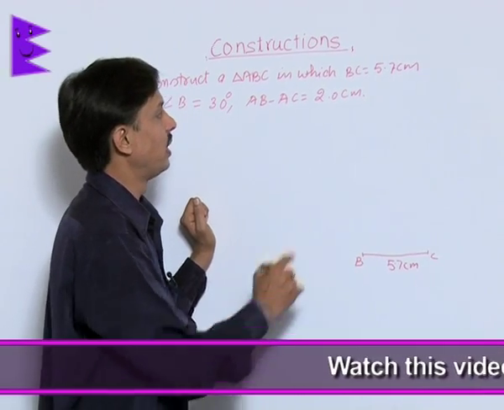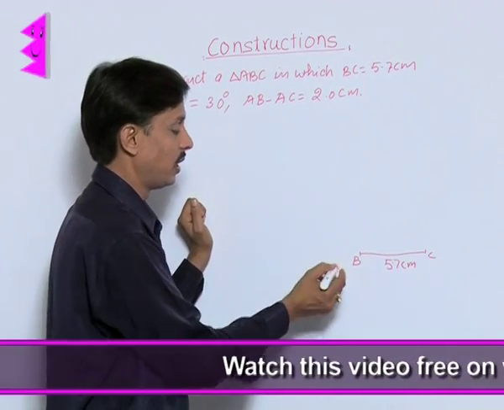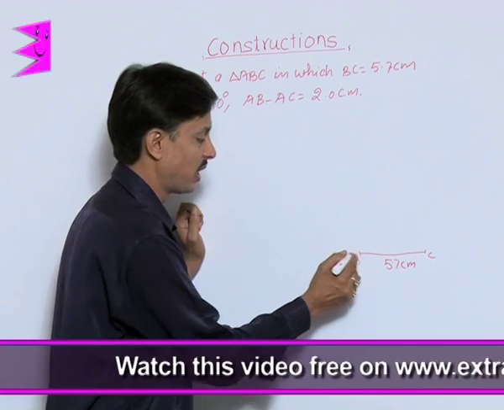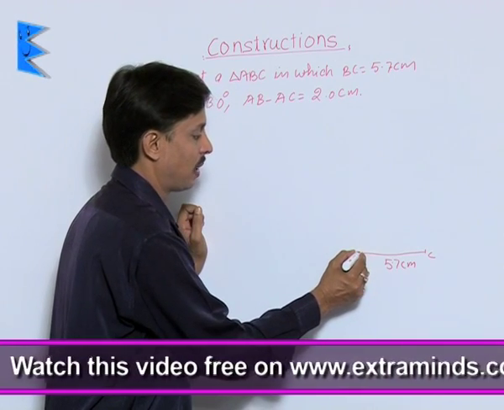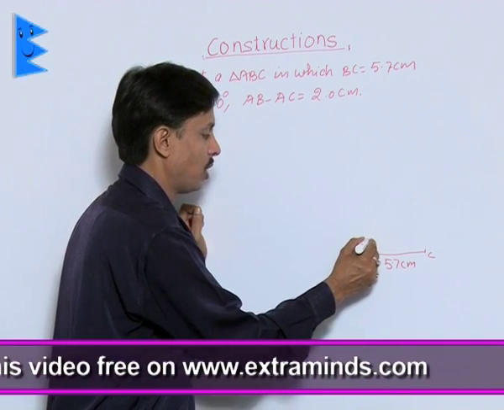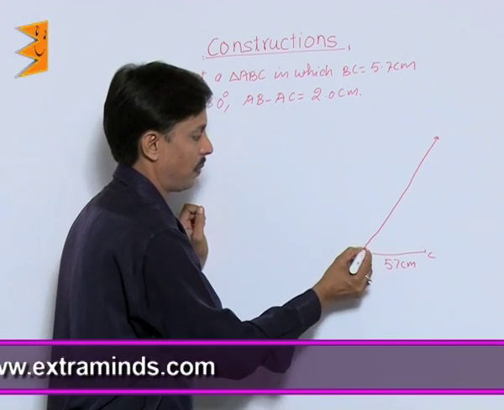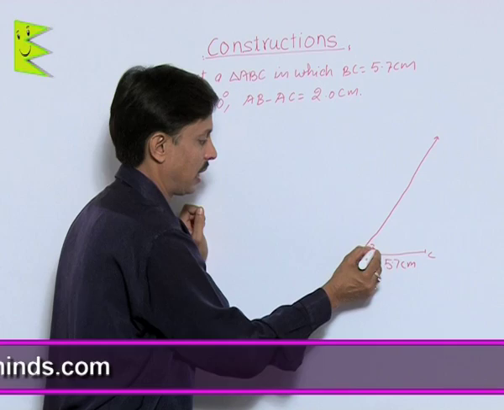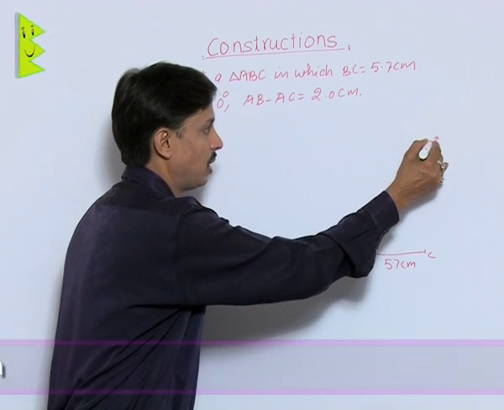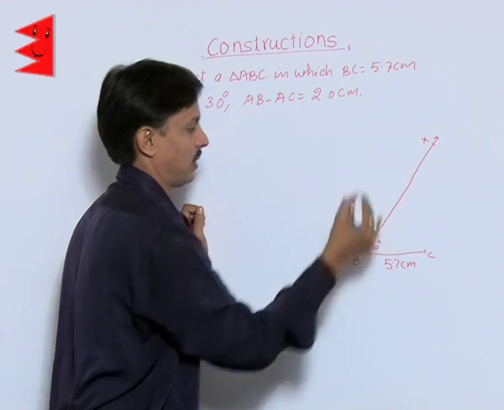Now, the angle at B is 30 degree. The method is very clear, how to draw an angle of 30 degree with the help of compass. You have to follow that and draw a ray with the help of a scale so that this angle is 30 degree. Label this as X.